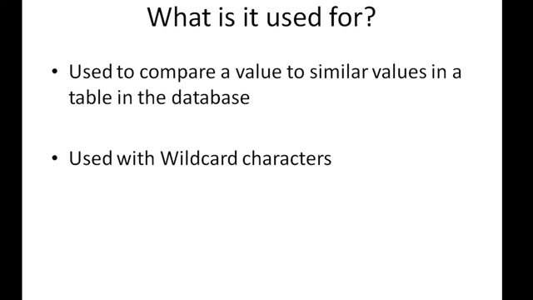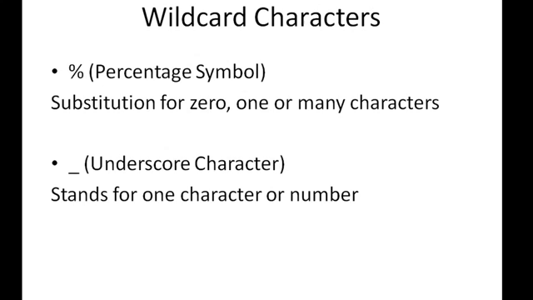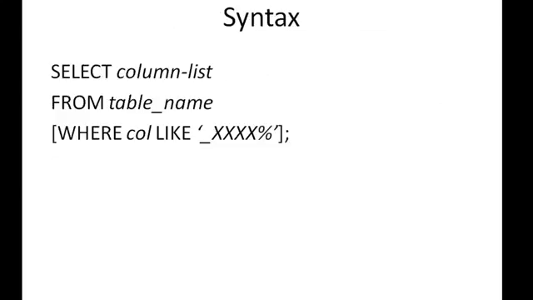The like operator is used with wildcard characters, and there are two wildcard characters that you can use. The first one is the percentage symbol, and the second one is the underscore character. The percentage symbol is a substitution for 0, 1 or many characters, whereas the underscore character stands for one character or number.